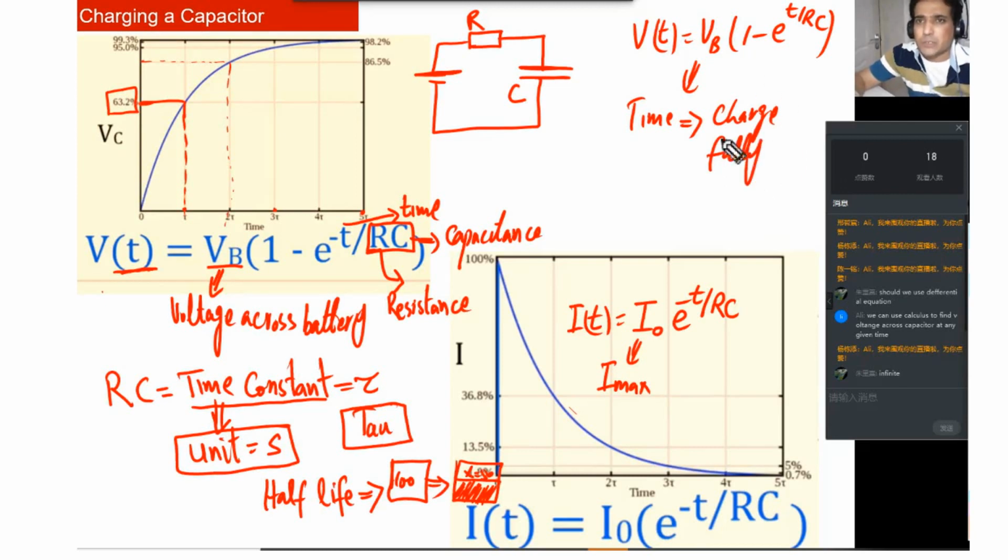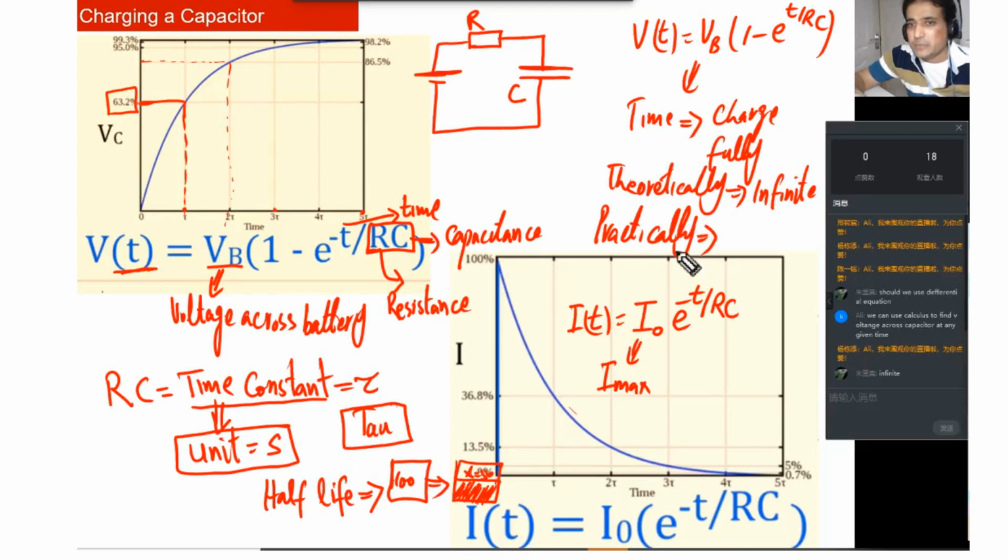Actually, this formula is for charging. Charging fully will take infinite time. This is theoretical. As you can plug in numbers in this one, you will find theoretically the time taken should be infinite. But how about practically? Practically, how long will this take to charge fully? Practically, when we count that time, we take 5 RC, which is equal to 5 times the time constant, or we simply say 5 tau.